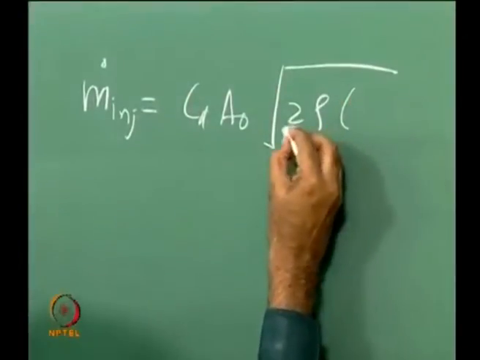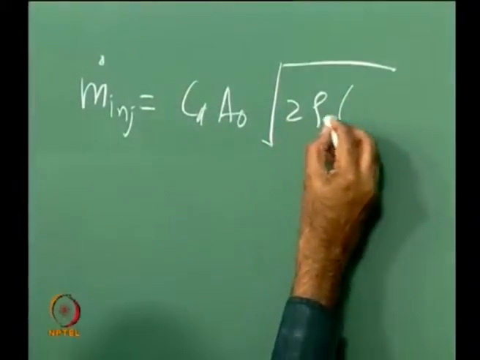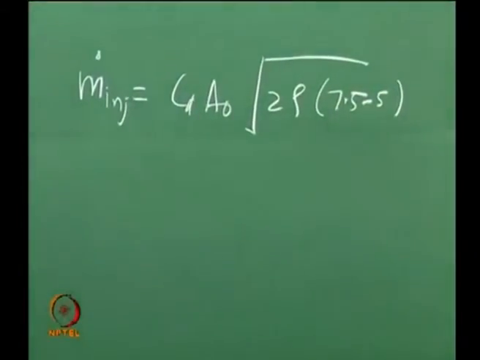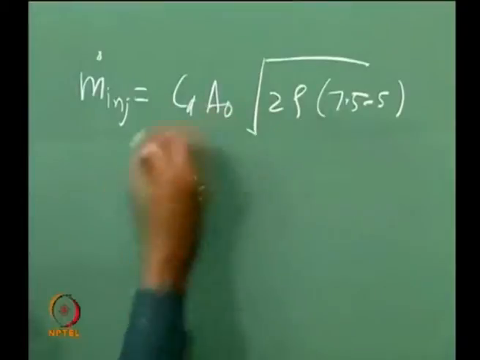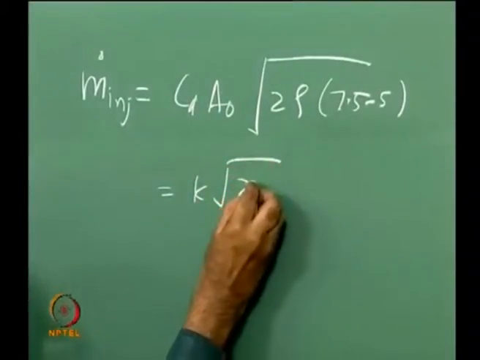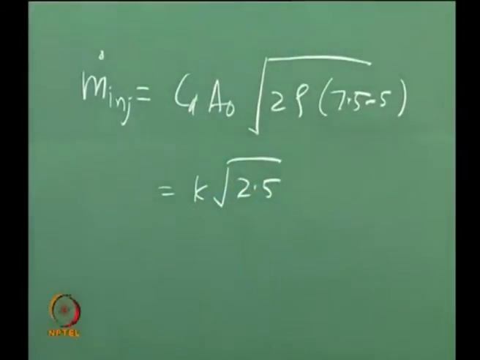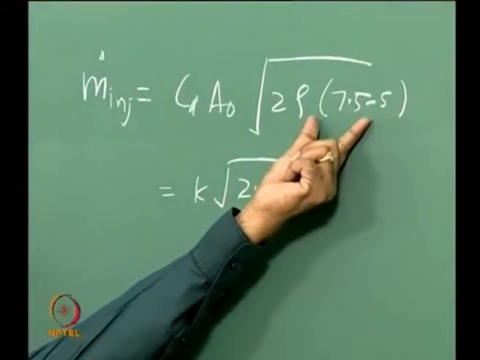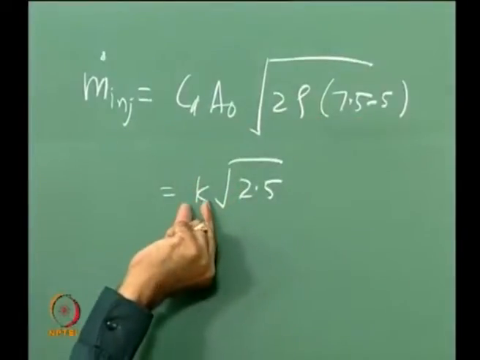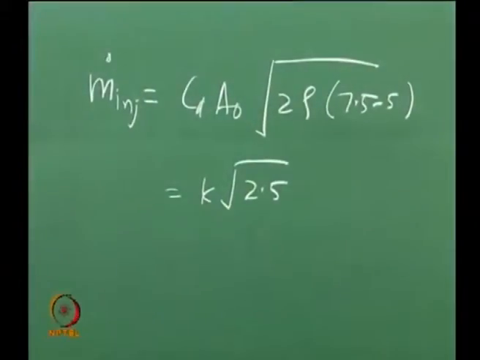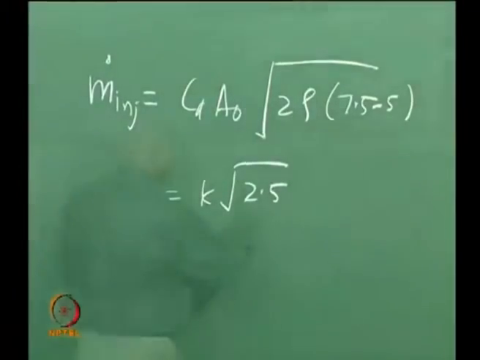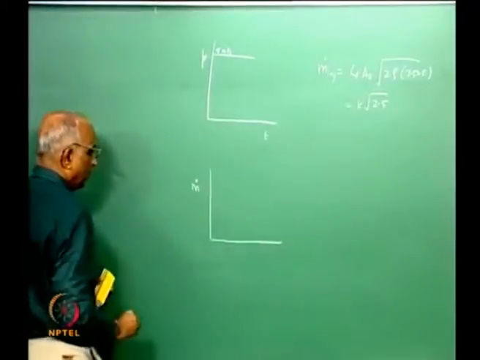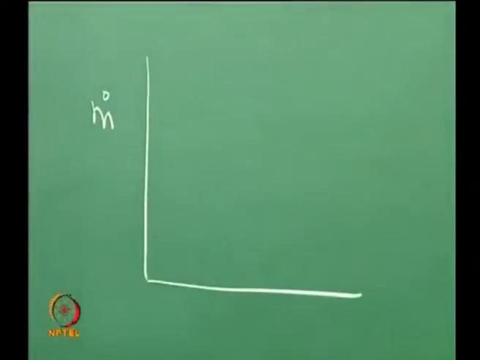I have some chamber pressure, I say it is 5, and the injection pressure, that means 7.5 minus 5 is the value, or rather I say it is equal to K. I take all the constants outside, root of 2.5 is the mass of injected. I take all these constants K, maybe I have to multiply by 10 to the power 6 over here, all those things I take constant, put it into the K value.